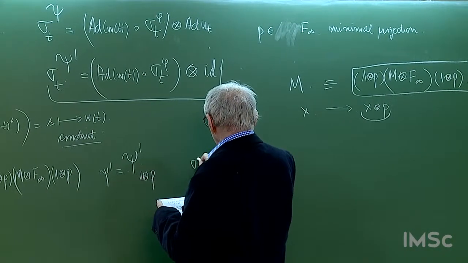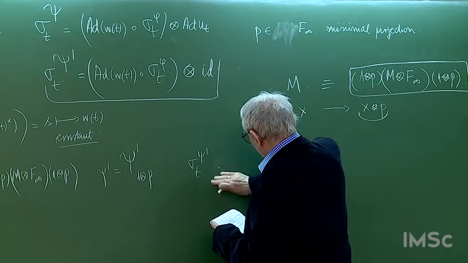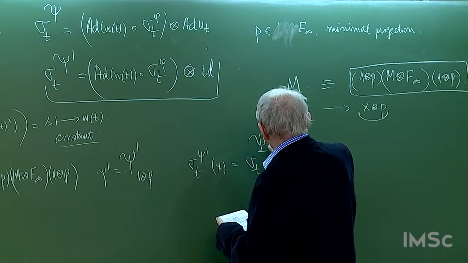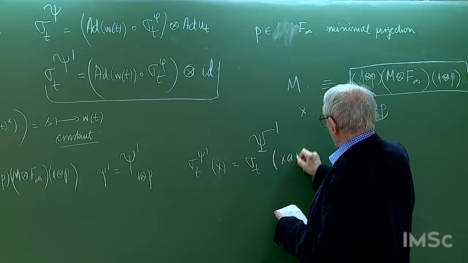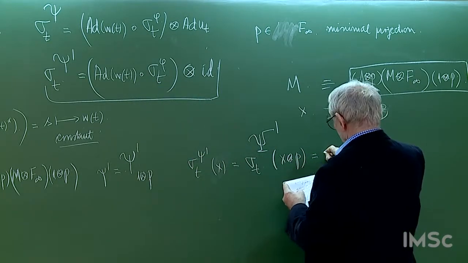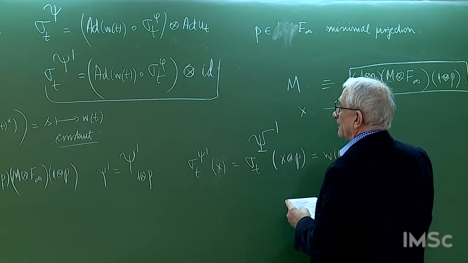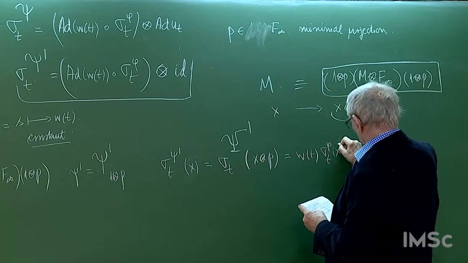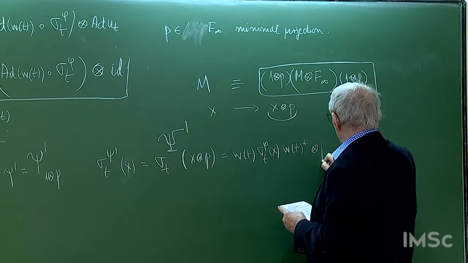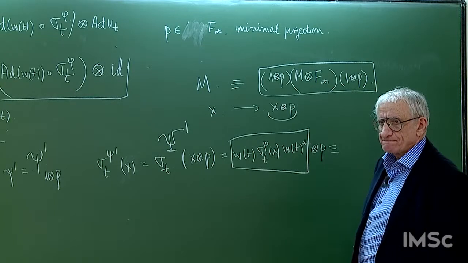What you get then is sigma t psi prime, the small psi, of x, is equal to sigma t of capital Psi prime of x tensor P. It's equal to, look in here, it's Wt sigma t phi of x, right? Wt star tensor p, which is identical with only this thing in here, right? Okay.